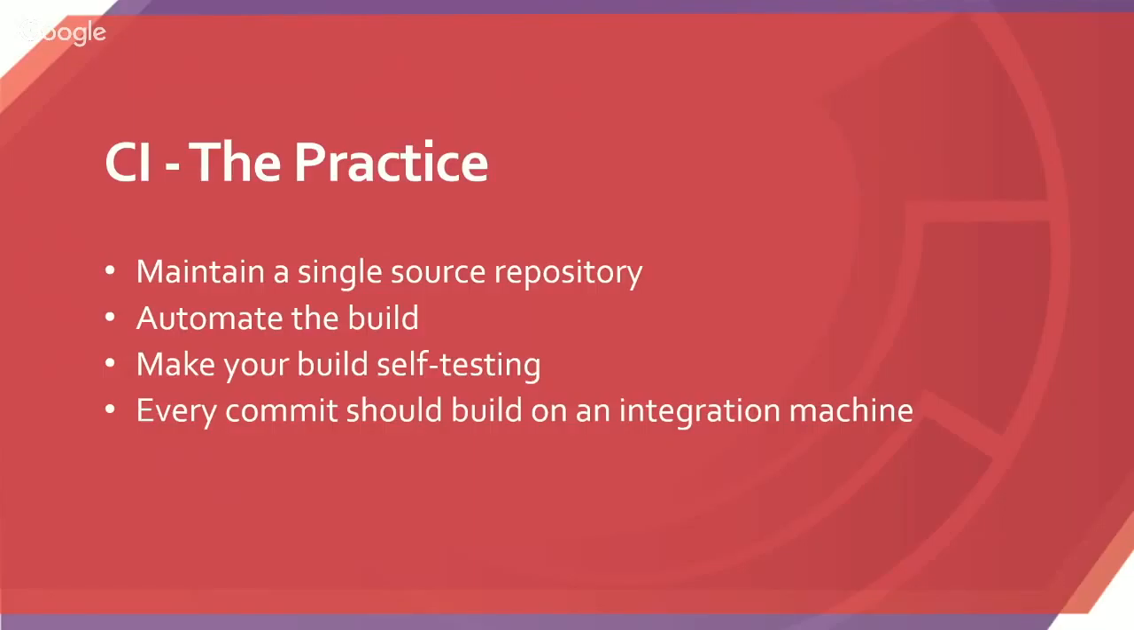If the build or the tests fail, the CI server should alert the team, meaning everyone: the project owners, the developers, the team leads, everyone.